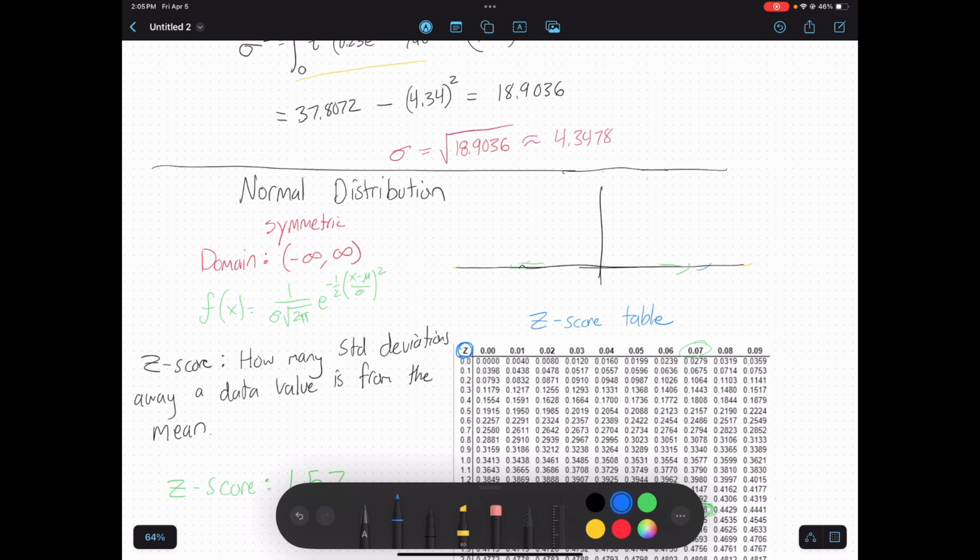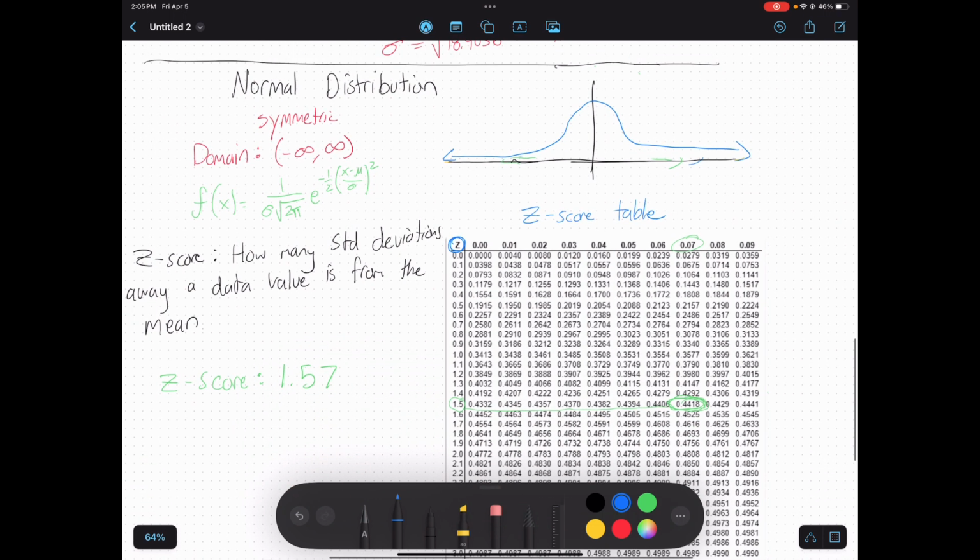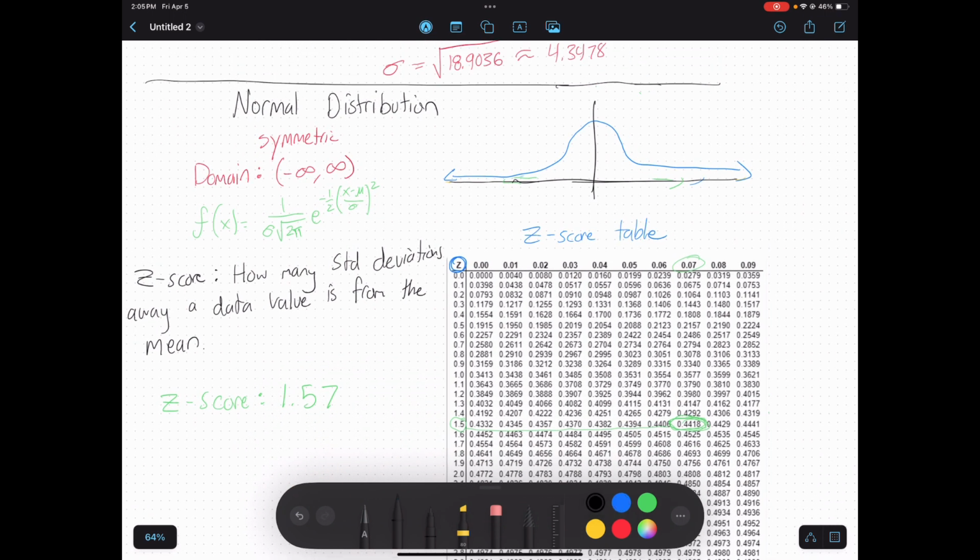Okay, if I have that normal distribution curve, what that number is, is the area under the curve from the mean, aka from 0 standard deviations away from the mean, to my z-score of 1.57. If I look at the area under the curve of that, that's what this number is, 0.4418.